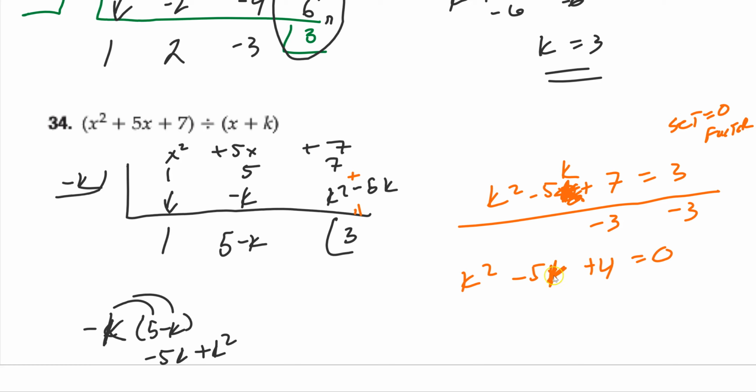Lucky for us, that does factor. That is k minus 4, k minus 1 equals 0. Split it. K equals 4 and 1. There we go. Right? It's the same process. Don't be scared about the k's. No matter what this is, you're just going to do synthetic division and divide by the opposite of that. So bring it down, multiply across, set up, and you're done.